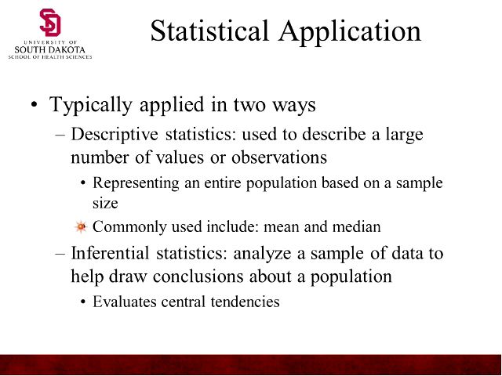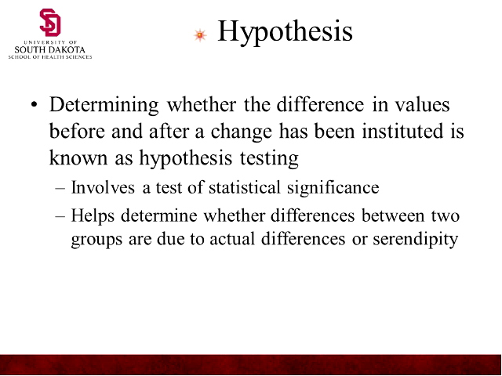Now, like I said, it represents the entire population based on a sample size, and it's commonly used, and some of the things we look for are mean and median, which we've talked about before. Well, that's some of the ways we're looking at to see where the commonality is. Now, inferential statistics, we analyze a sample of data to help draw conclusions about a population, and this helps us to evaluate central tendencies also. So it can be descriptive or inferential, and they're quite different in how we approach them.